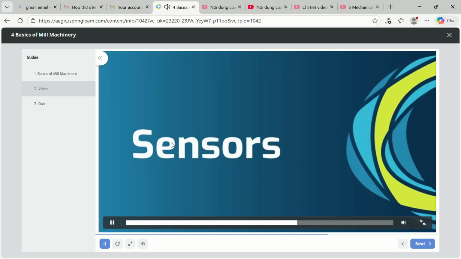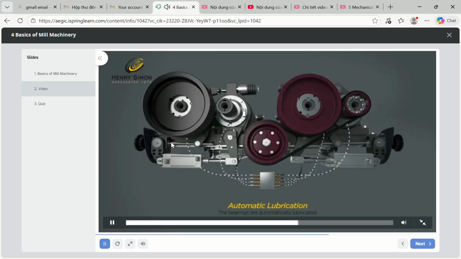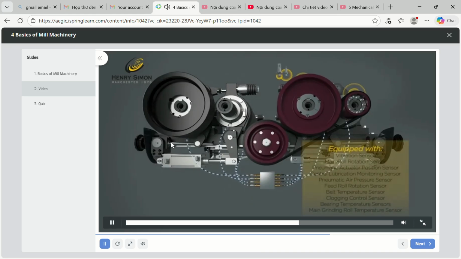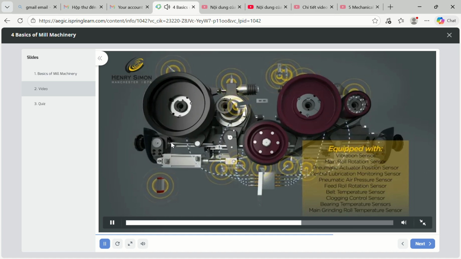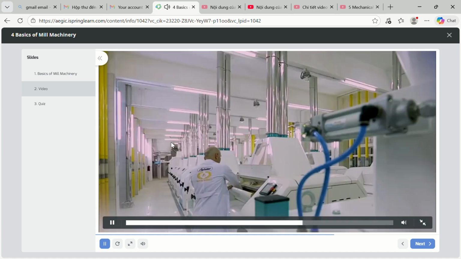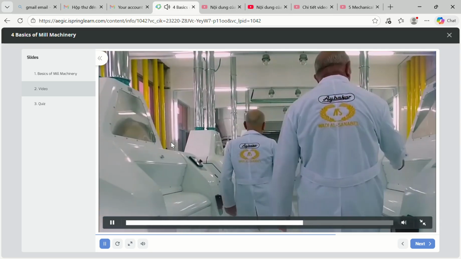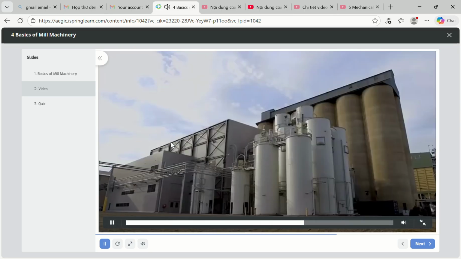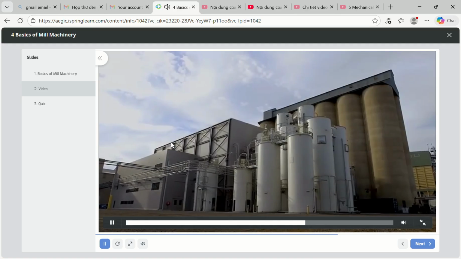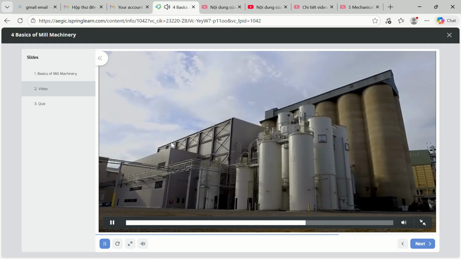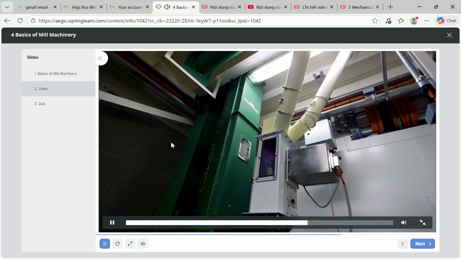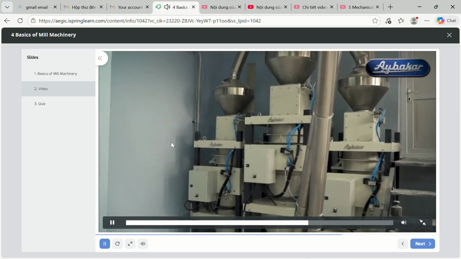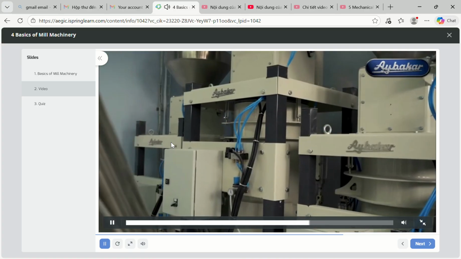Sensors. Many types of sensors are used to measure what is happening in a mill. Some examples of typical sensors in a mill include sensors that measure the temperature of grinding rolls, sensors that detect the level of wheat in a bin, sensors that measure the moisture content of wheat, and weighing equipment used to monitor the throughput of wheat and flour in the mill.